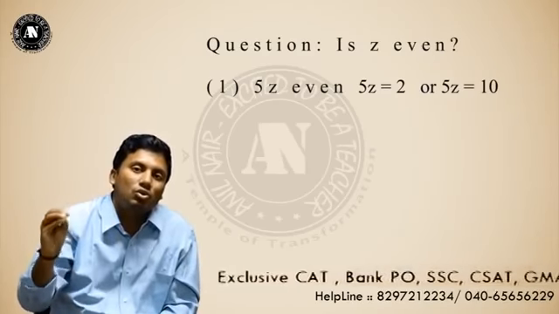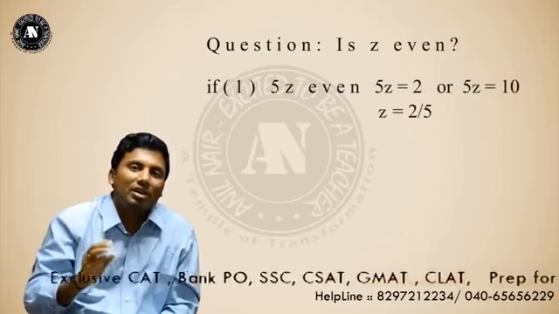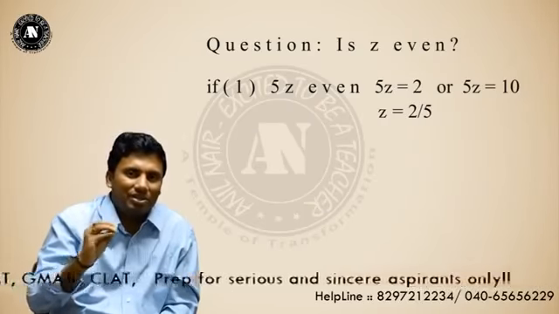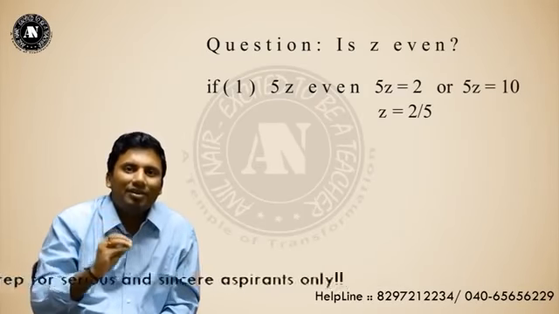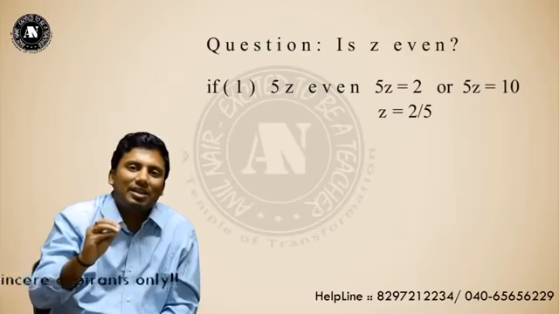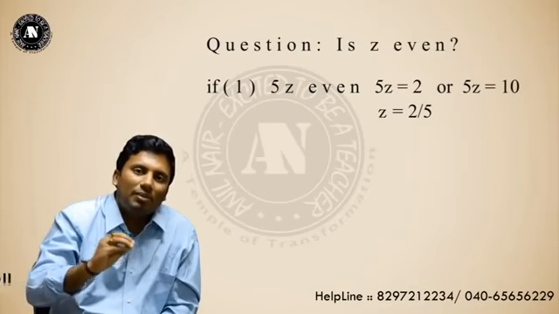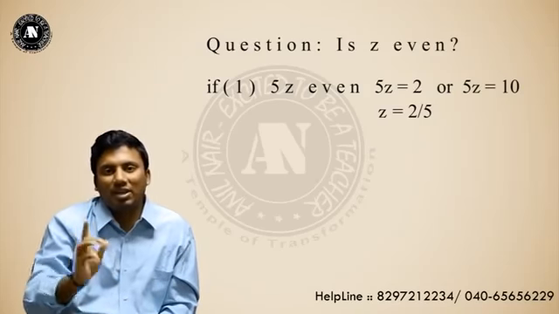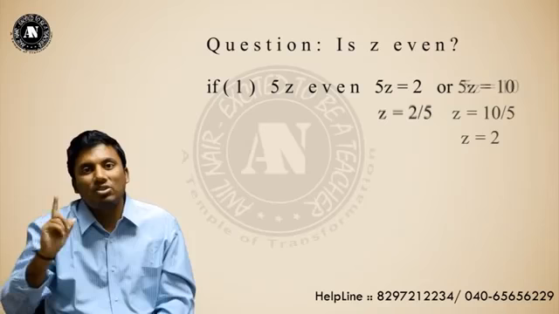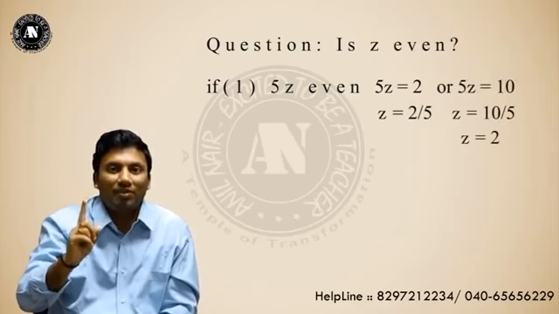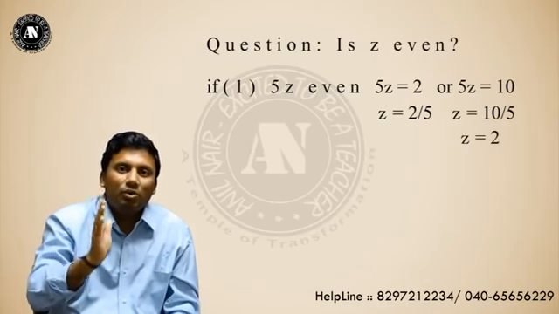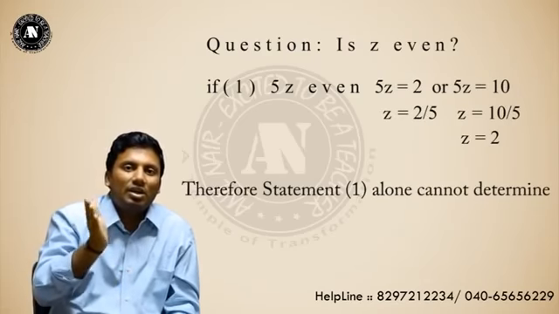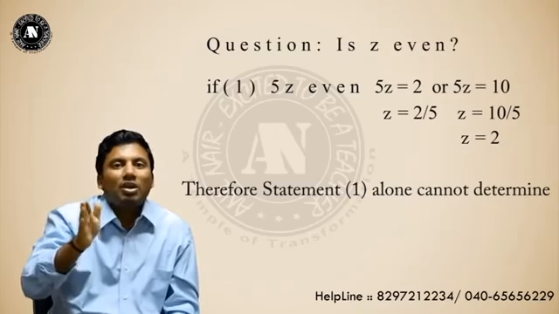If 5Z is 2, Z will become 2 by 5. Is 2 by 5 even? No. It is a fraction, and natural numbers are a subset of fractions where the denominator is 1. So we cannot say that it is even. But if 5Z is 10, Z is 2. Is 2 even? Yes. That means by using statement 1 alone, you are getting two answers. Z may be even or may not be even.